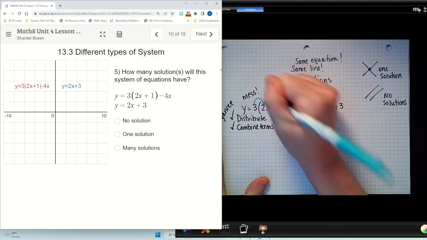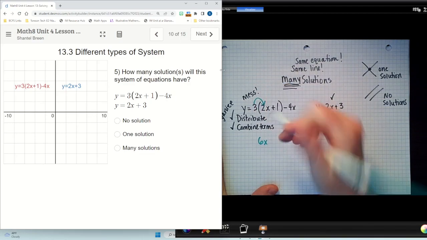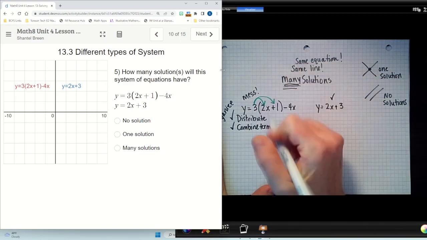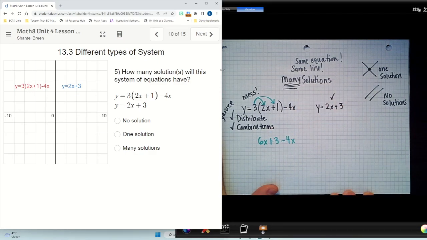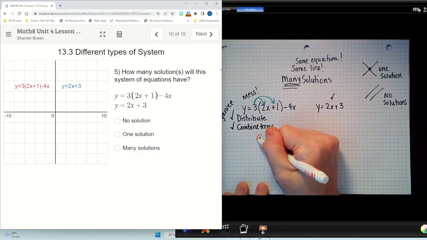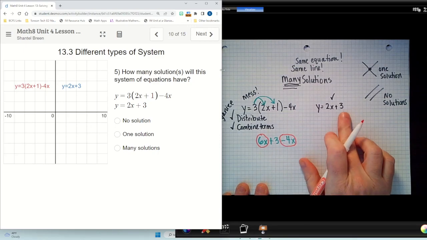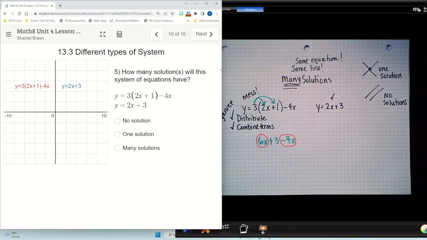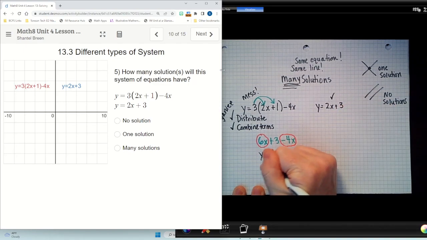3 times 2 is 6x. So 3 groups of 2x and 3 groups of 1. Then we have the negative 4x. Okay? All right, so now I've just distributed. Now I'm going to combine terms, and if I look carefully, I see I have a 6x, a negative 4x. I only have a 3. And look, I have a 3 here too, so now I'm looking. Oh no, maybe these are the same. 6x minus 4x is 2x, and my 3. So these are the actual same equation.